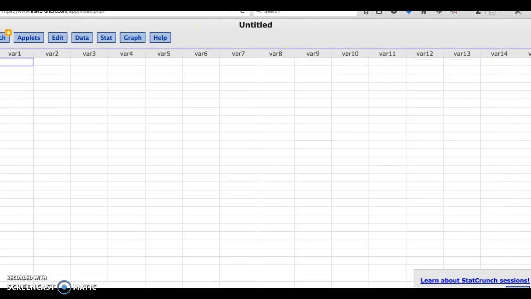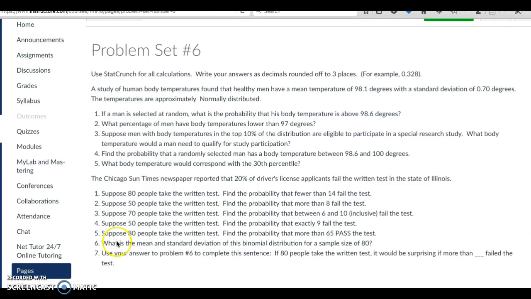Let's take a look at one binomial problem. And it's this problem right here. Suppose 80 people take the written test. Find the probability that more than 65 pass the test. So we know that n is 80. We know that we want the probability of x greater than 65, more than 65. But here we want the probability that they pass the test. So if the probability that they fail is 20%, the probability that they pass is 80%.